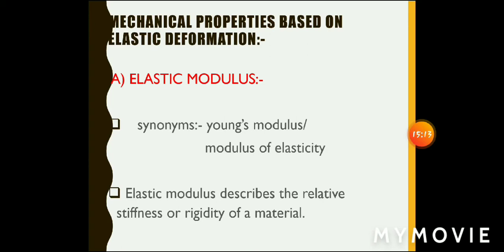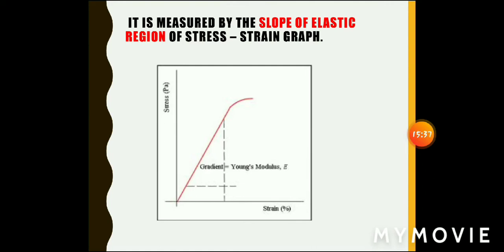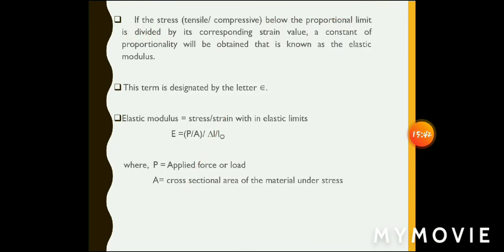Just see, the mechanical property based on elastic deformation is the elastic modulus. It's also called Young's modulus or modulus of elasticity. That is nothing but the slope portion, as we already told. Elastic modulus describes the relative stiffness or rigidity of a material. It means if the slope portion is steeper, the material is stiffer. This gradient is measured by the slope of the elastic region of the stress strain graph. If the stress below the proportional limit is divided by the corresponding strain value, a constant of proportionality is obtained, known as the elastic modulus, designated by E. E is equal to stress by strain.